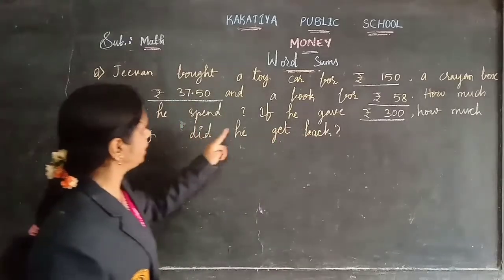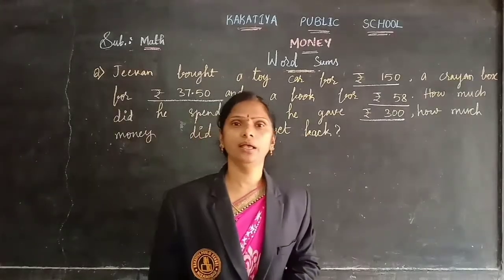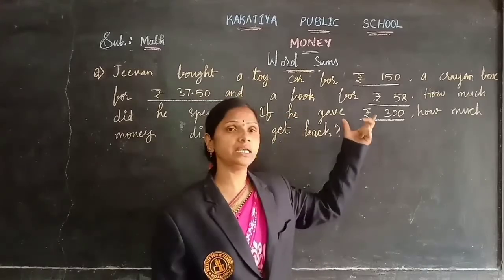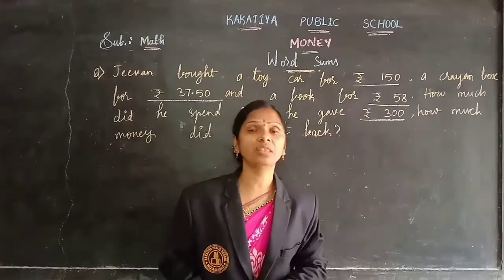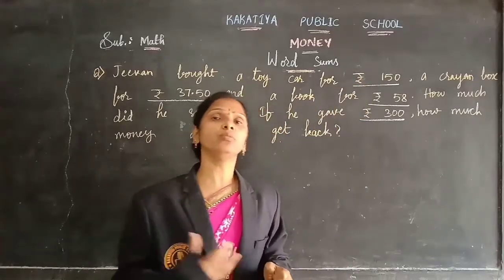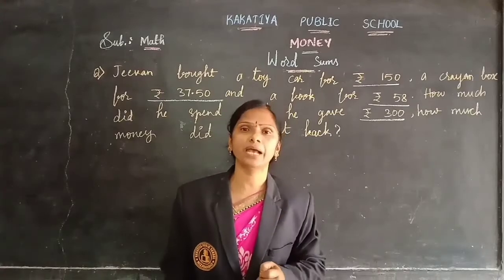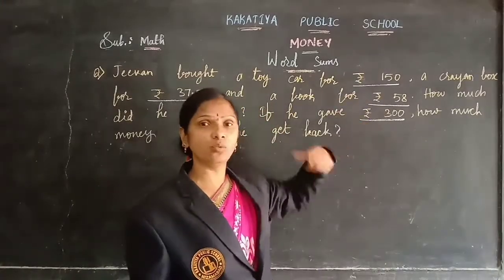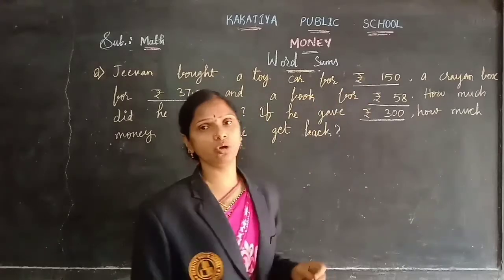So how much money did he get back? The back amount is given, and since they are asking for the back amount, compulsorily he has given more amount than these three items cost. Only if we give more amount to the shopkeeper do we get back money, my children. So it means 300 is more than these three items cost.